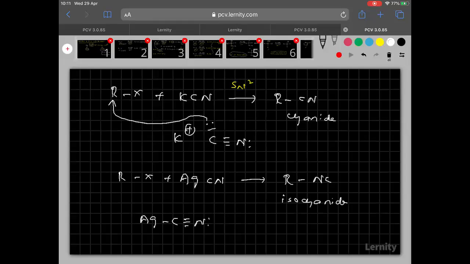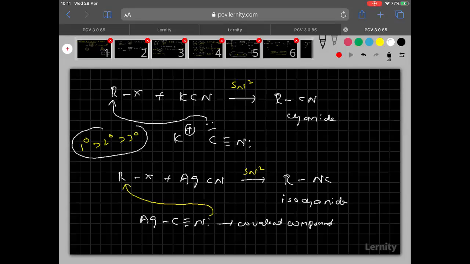AgCN is a covalent compound. Remember everyone, AgCN is a covalent compound, so it will not split into ions. Therefore, which is having more electron density here? Nitrogen. So nitrogen will attack on the R. By which mechanism? SN2. So in both the cases, order of reactivity: primary greater than secondary greater than tertiary. Why? Because in both the cases, the mechanism followed is SN2 only.